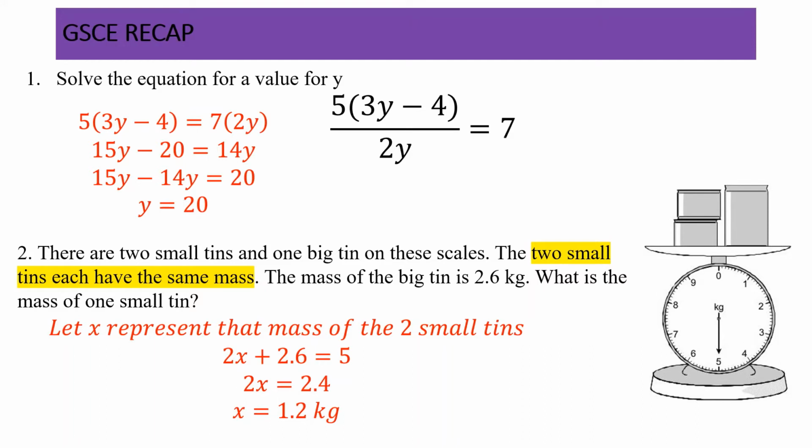The two small tins each have the same mass. So because the question tells us that, then we can therefore let x represent the mass of the two tins. So if there are two small tins, then it is x plus x, which is where we get this 2x from. Then we add that to 2.6, and that is equal to the weight that we see on our scale on this side, which is 5. After we've equated, we just solve for x. Excellent.